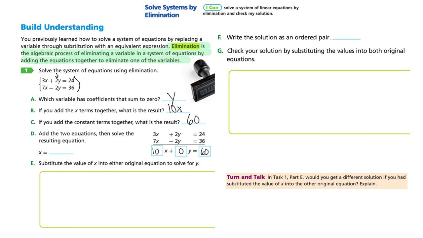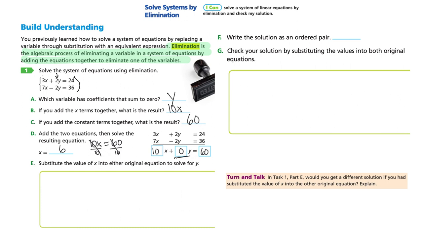So now you have 10x, and this is 0. So you just have 10x equals 60. So you know you can divide both sides of the equation by 10. This cancels to 1, so x equals 6.